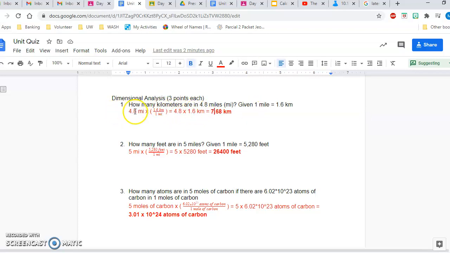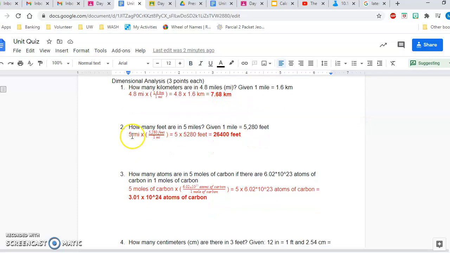So we have 4.8 miles. We're going to multiply it by 1.6 kilometers over 1 mile. And that's 4.8 times 1.6 is what I typed into my calculator to get 7.68 kilometers. Again, our units are really, really important here. So we want to make sure we're writing down our units in our answer. I did the same thing here. We start with 5 miles. We're given 1 mile is 5,280 feet. I wanted the miles to cancel, so I put mile on the bottom. I typed into my calculator 5 times 5,280, and my answer is 26,400 feet.